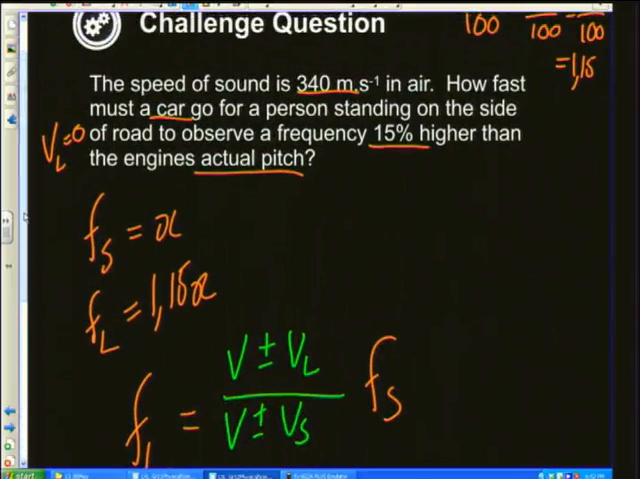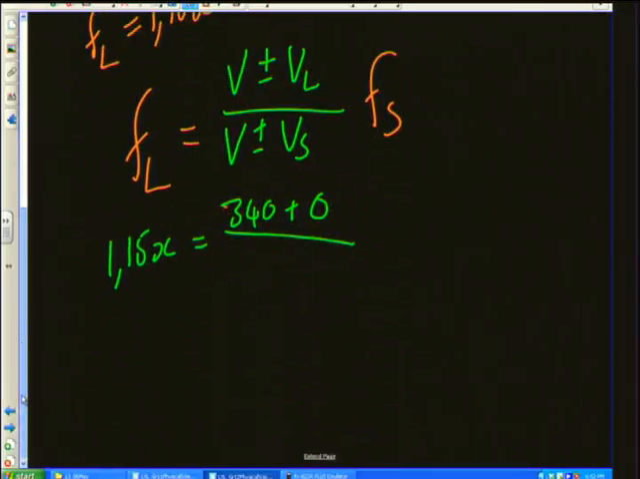Now, notice what was happening. We read the question: how fast was the car going for a person standing on the side to observe a frequency higher? So if that is higher, then that means that the denominator must be smaller. So it's 340 minus the velocity of the source. And then we're going to say, what's the frequency of the source? And we're going to put that back in as x.